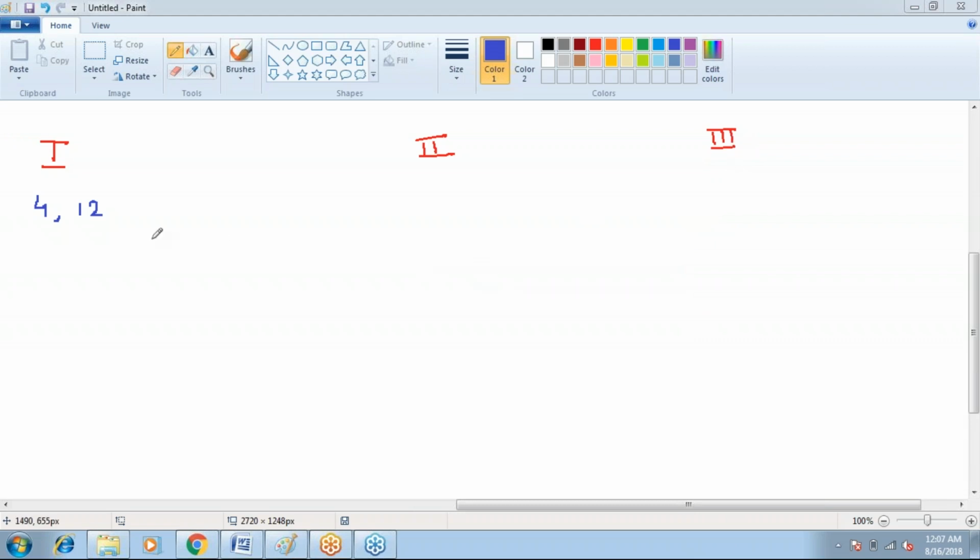Okay, so once you recognize that one of the numbers itself is a factor of the other number, then you do nothing, just tag the smaller number as HCF and the larger number as LCM. तो बड़ा वाला number ही LCM होगा.